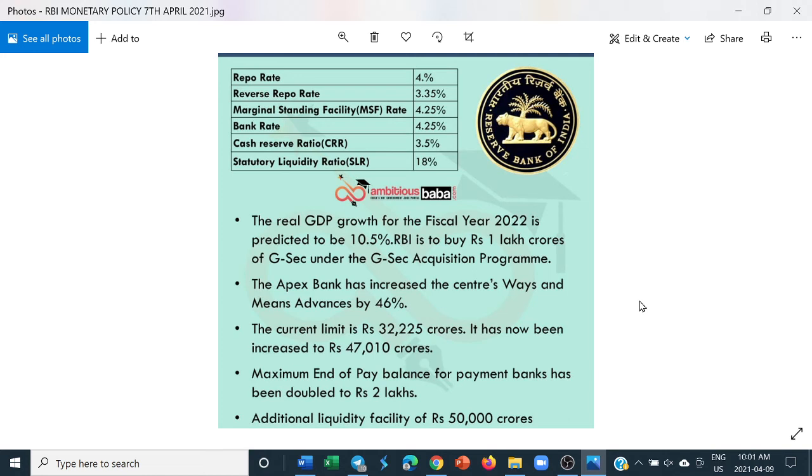Then another important change is payment banks, where instead of 1 lakh you can maintain up to 2 lakhs, and additional liquidity facility also has been granted. This is contrary. On the one hand, they have raised the CRR to reduce the money flow. On the other hand, additional liquidity facility is also given. So let us see how the economy moves.